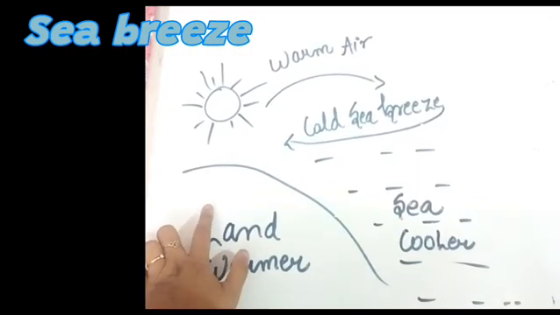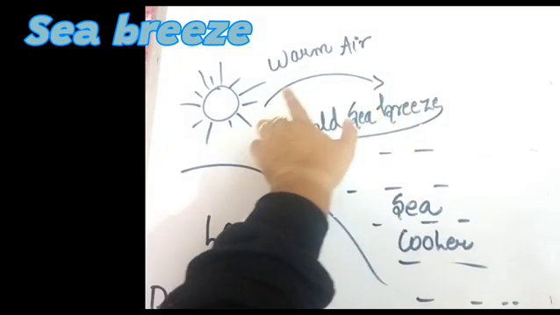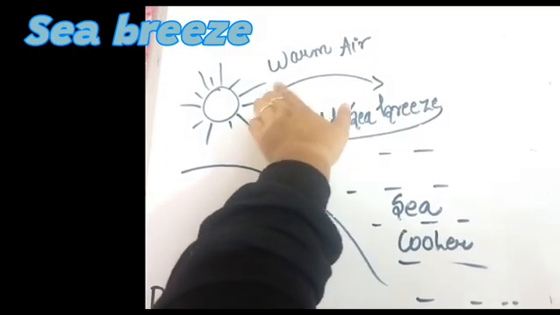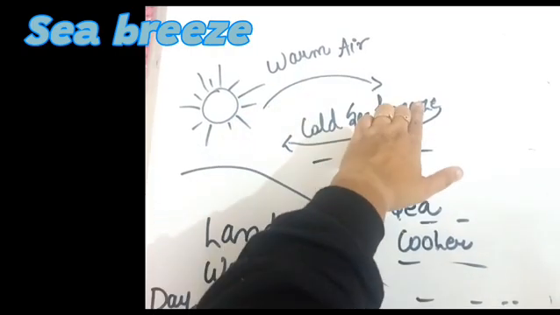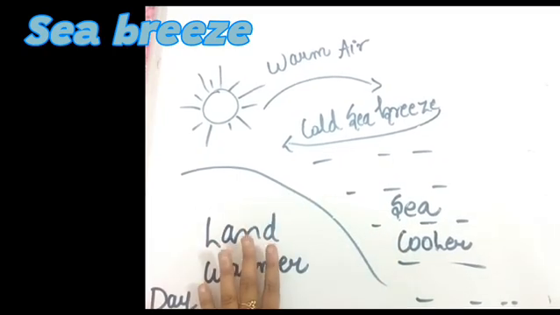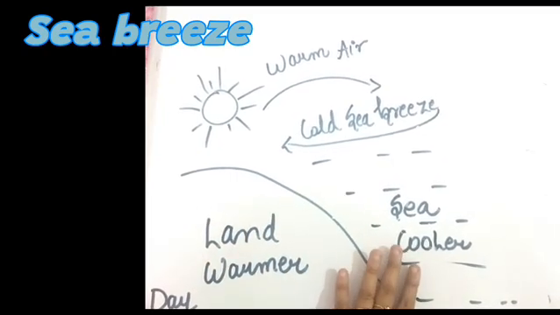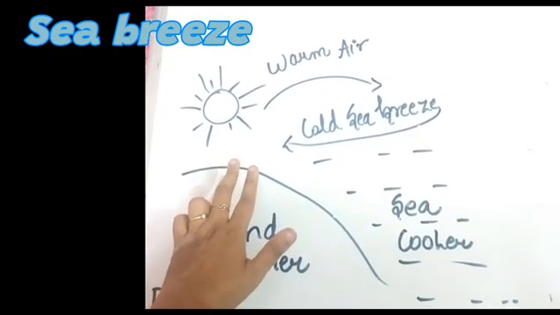So the warm air that is above the land will go towards the sea. That is why there is an arrow indicating that the warm air present on the land will move towards the sea. Whereas the sea, in comparison to the land, will remain cooler. So the cold sea breeze will be moving towards the land.